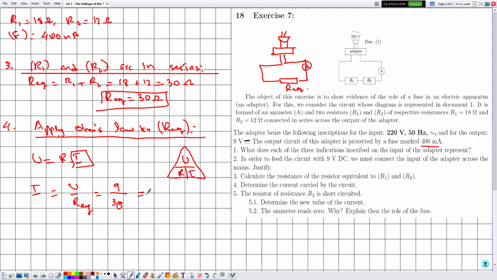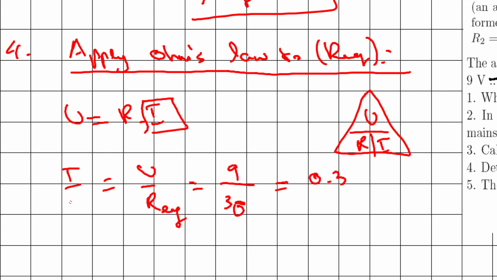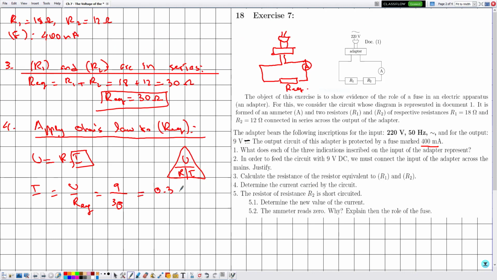Now plugging this fraction on the calculator, we will obtain 0.3. Since both U and R are expressed in the SI, the value of I will be in the SI, which is amperes. So the current now traversing the circuit is 0.3 amperes.